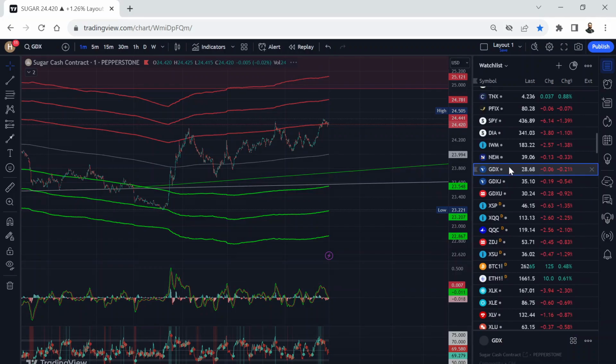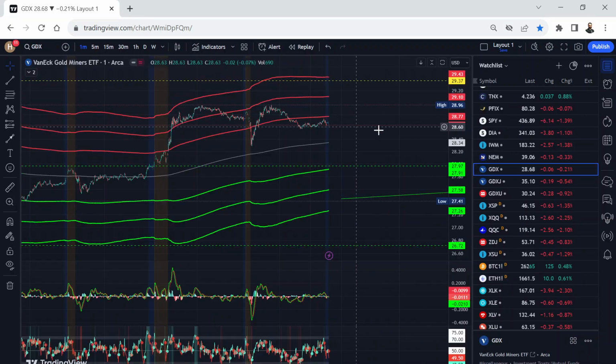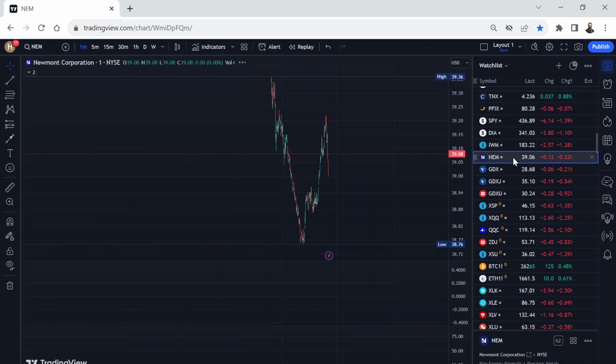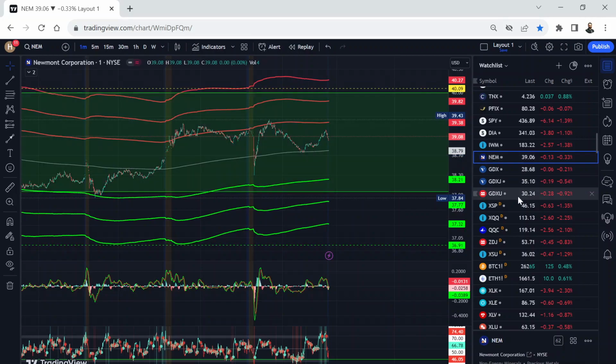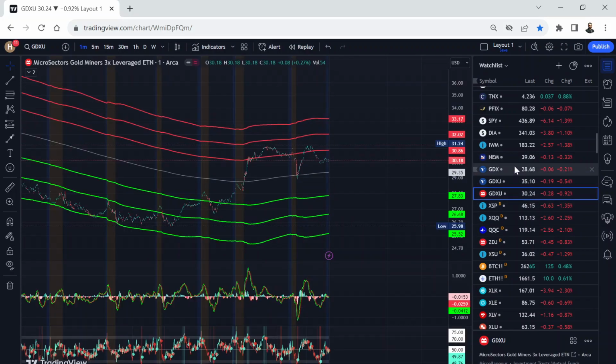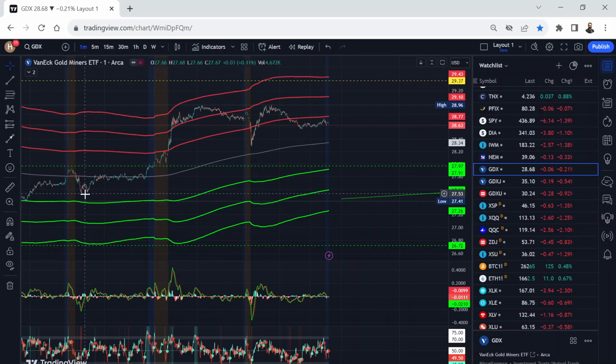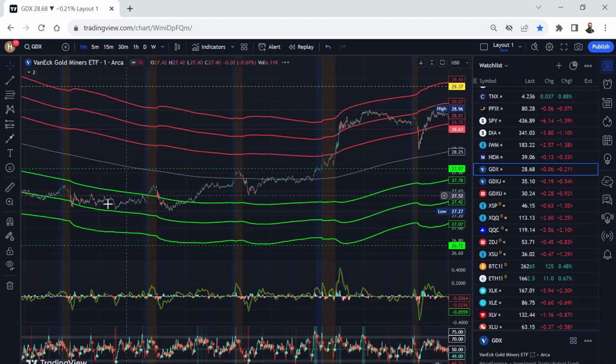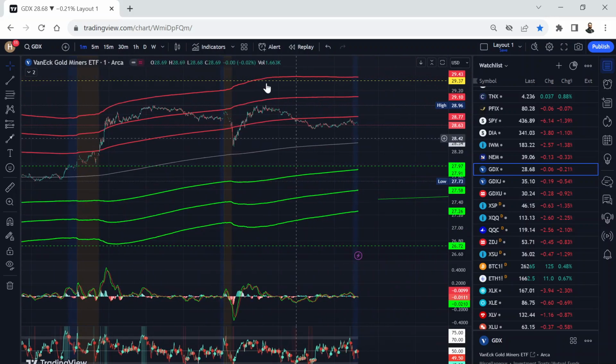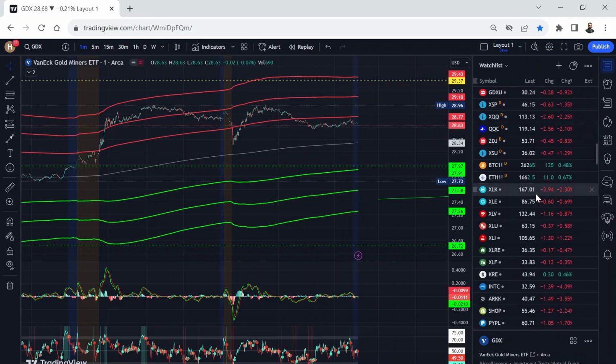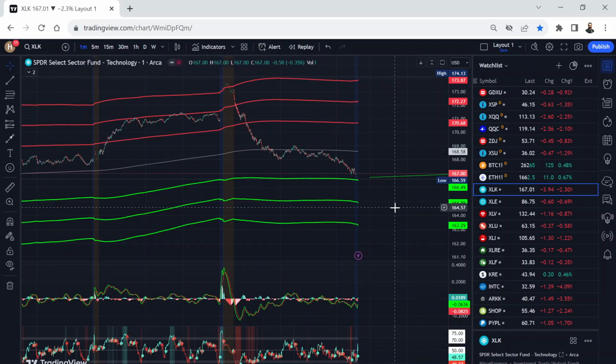Let's look at gold miners, gold GDX near sell zone, and the Newmont mine near sell zone. That's what I was telling you, gold miners should be looking to take profits. We were here, you can see it gave us a lot of time. We were here in the buy zone, and it was time to take profits, and still near sell zone. So I'm not too bullish on gold miners right now. I'm bullish on tech sector.